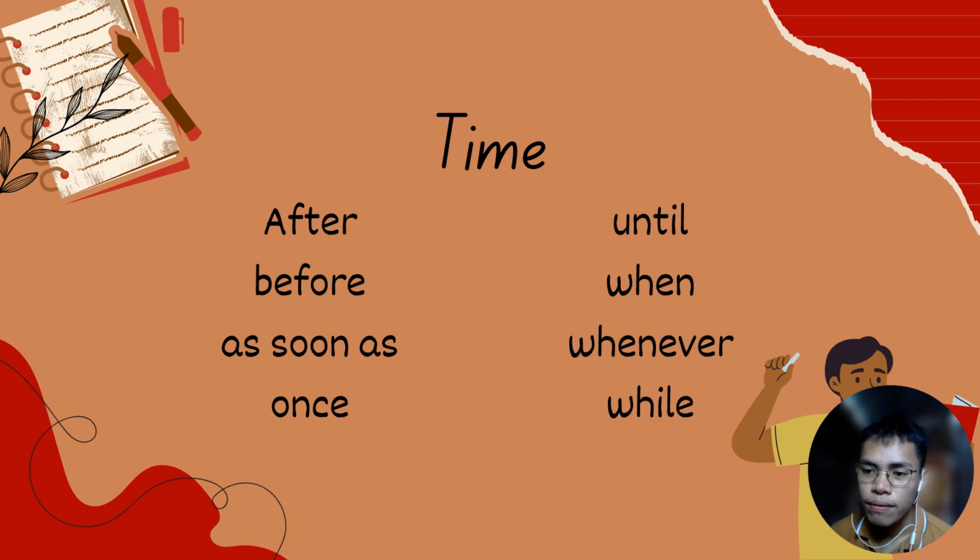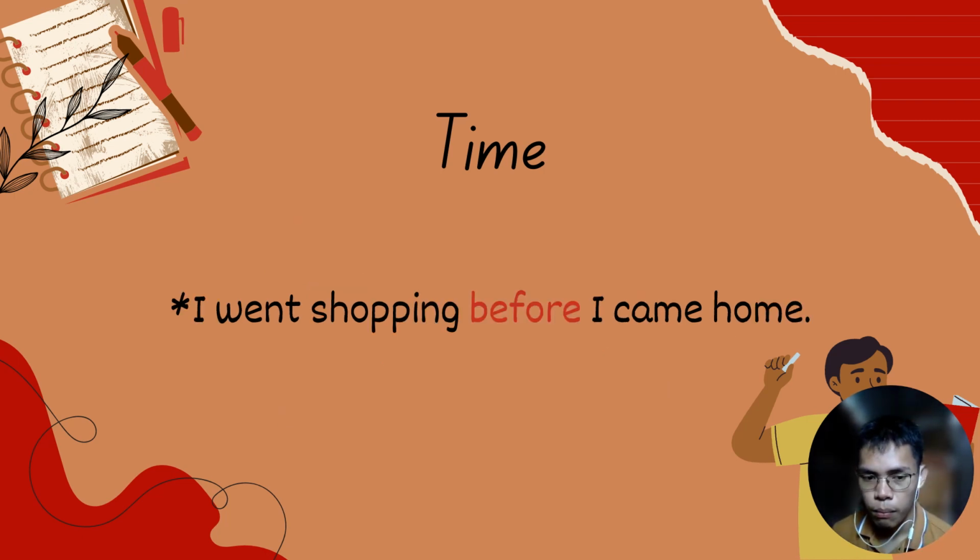Now, when the action of the independent clause happened first, we use before. For instance, I went shopping before I came home. Meaning to say, I went shopping first.